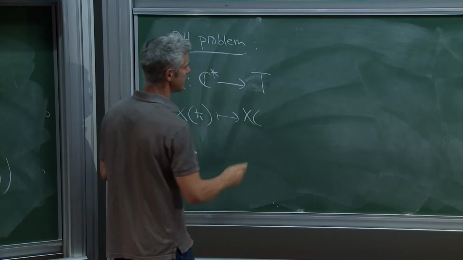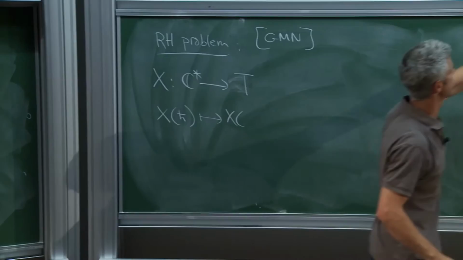which is very much the GMN, Gaiotto-Moore-Neitzke type story. And did I ever write Dominic's name? It'll kill me if I didn't. Oh, too late now. Sorry, Dominic.